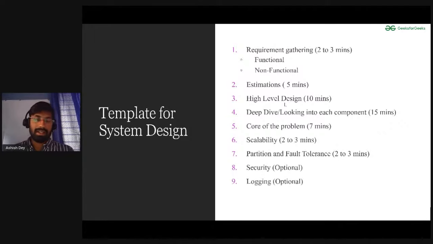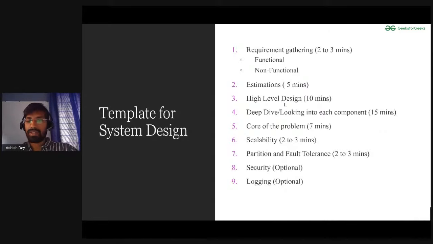There's logging, which is again optional. Why I said it's optional is that as part of logging, you don't have to discuss what things you are going to log. But if you are able to discuss and cover it in 45 minutes, be sure to cover that. But system design is a huge discussion, and it's very hard to even discuss the logging.